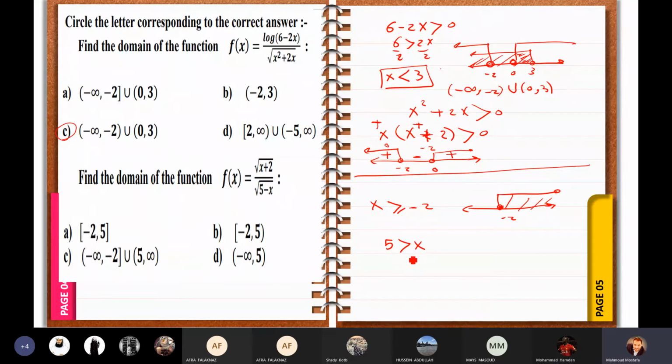Why didn't we put or equal? Because it is in the denominator here, it cannot be 0. So x less than 5. 5 here is open. So where is the intersection here? From -2 to where? To 5. -2 is closed, and 5 is open.